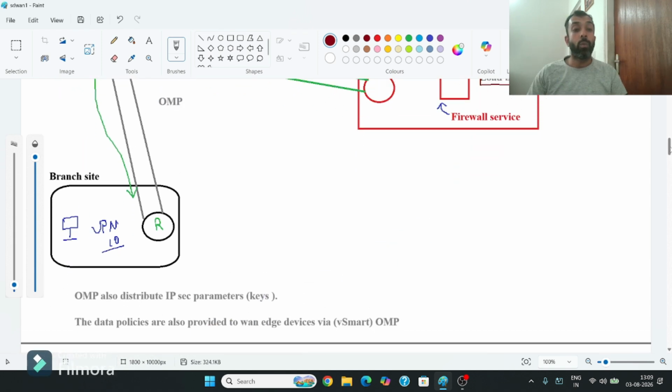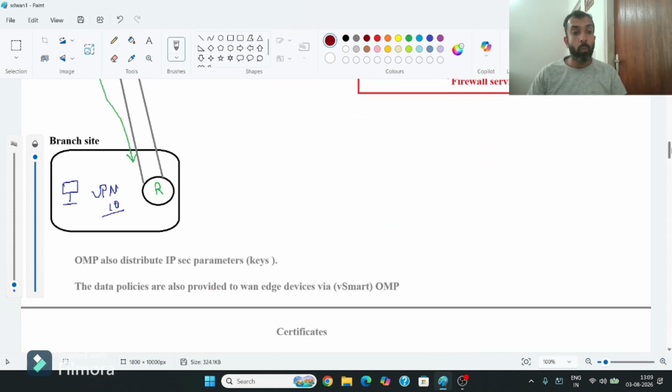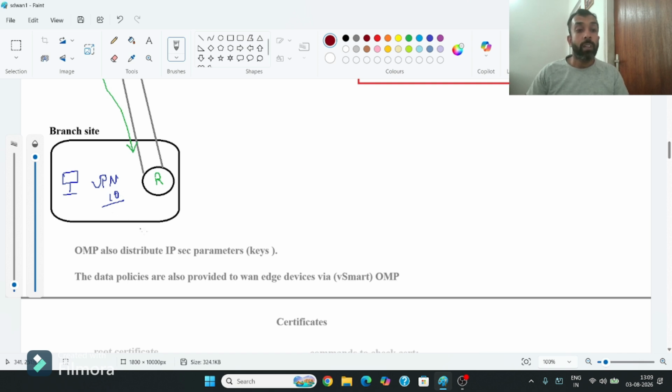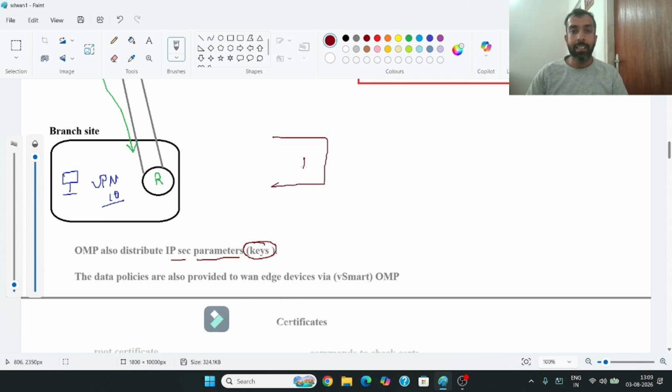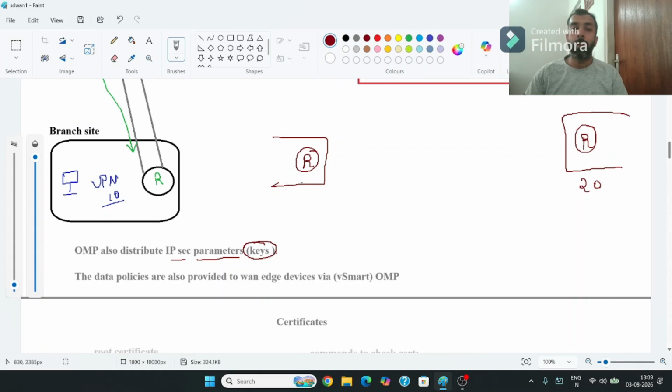Apart from it, OMP can do other things also. Like what? OMP also distributes the IPsec parameters, like IPsec keys, in between the routers. Let's take one example. This is one of my sites. This is my router at the edge. This is my another router. This is at site number maybe 20. First router is at site number 10.